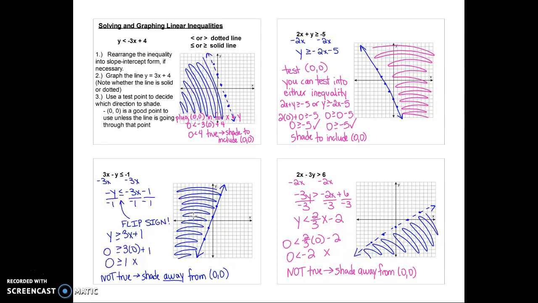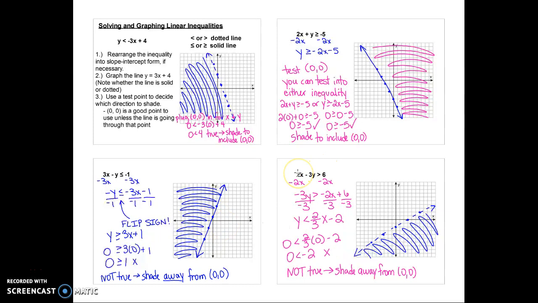Remember, the test point is checking to see, do these solutions actually work? We're trying to shade where they actually work at. So if my test point was false, then I have to shade the other side of the line. So everything in this case above the line is your solution.